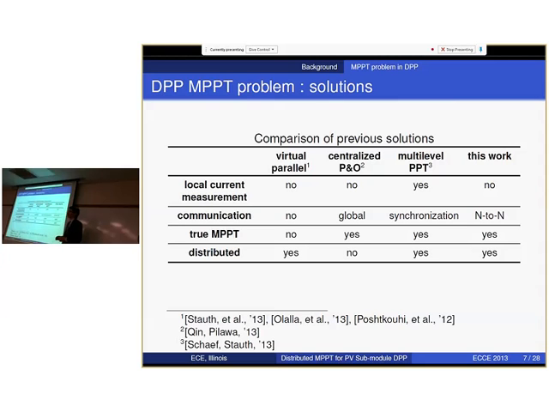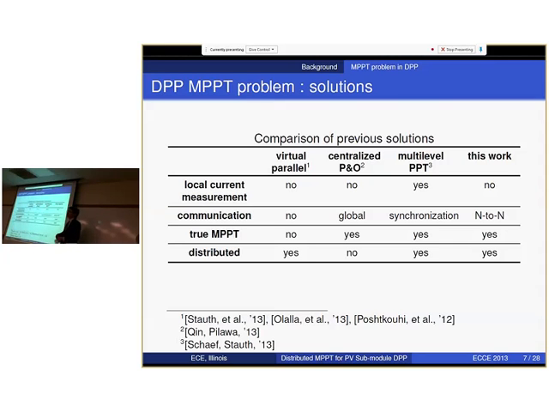But recently, there's a new solution proposed by the Dartmouth group, which is called multi-level power point tracker. And actually, it can achieve true maximum power point tracking without a very complicated form of communication. But it still requires synchronization, and it requires local current measurement. So still, it's not ideal.